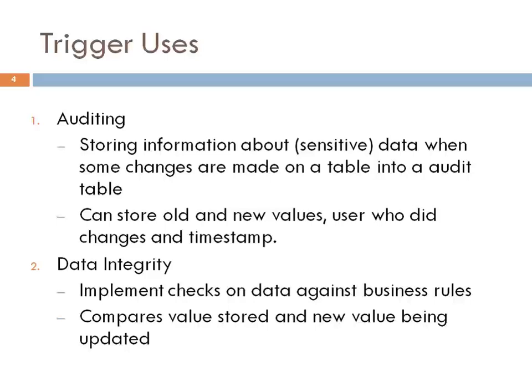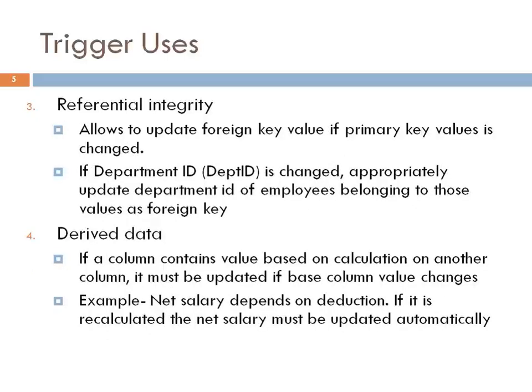Then the referential integrity allows you to update foreign key values if primary key values are changed. You know that a primary key column can be referred into another table as a foreign key, and the values in the foreign key are always taken from the values that are stored in the primary key. So if some primary key value is updated, then using a trigger you can update the changed primary key value into the dependent row where it is referred as the foreign key.